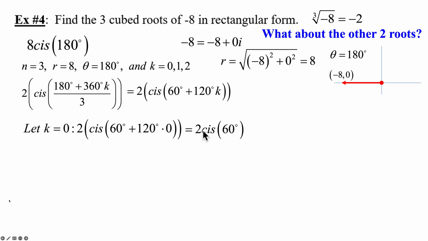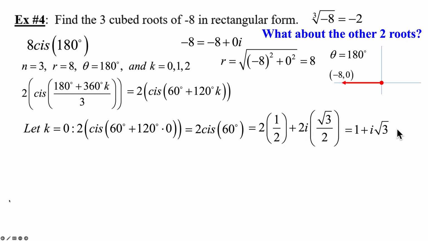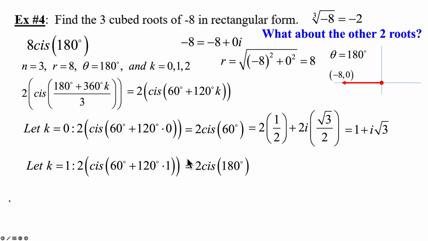Okay, 2 times the cosine of 60 degrees, that's 1/2, and sine of 60 degrees, that's the square root of 3 over 2. Cancel the 2's. There's my first cube root. Then we're going to put 1 in for k. So we change the 0 to a 1. So 60 degrees plus 120 degrees is now 180 degrees. So 2 cis 180. Well, cosine of 180 is -1, and sine of 180 is 0. So this cancels out. 2 times -1. There's the -2 from doing the algebra, your calculator version, if you will.